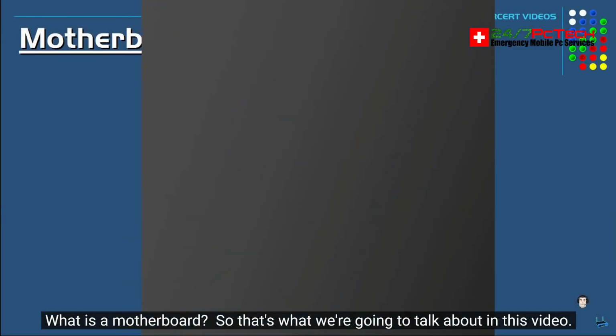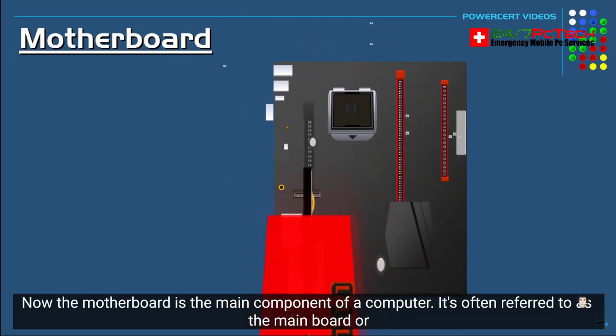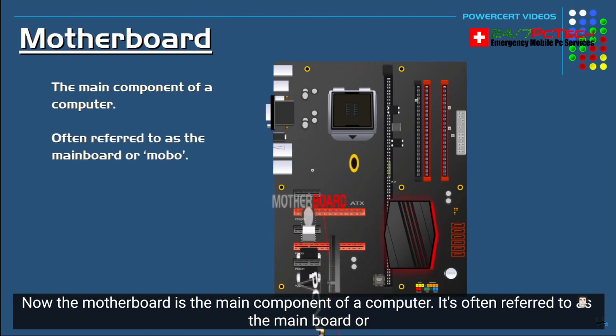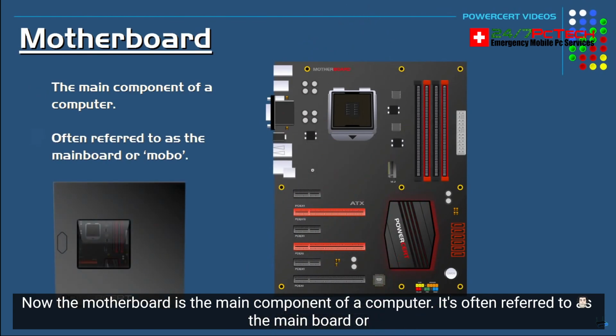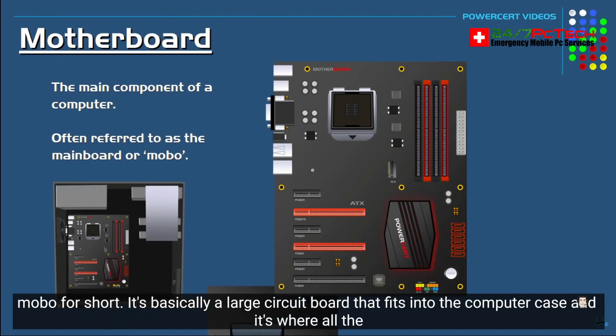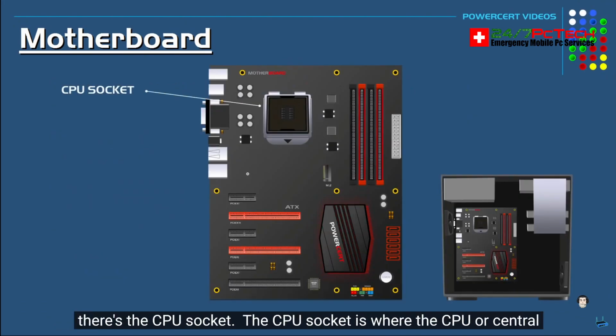What is a motherboard? So that's what we're going to talk about in this video. Now, the motherboard is the main component of a computer. It's often referred to as the main board or MOBO for short. It's basically a large circuit board that fits into the computer case, and it's where all the computer components connect to. So for example, there's the CPU socket.